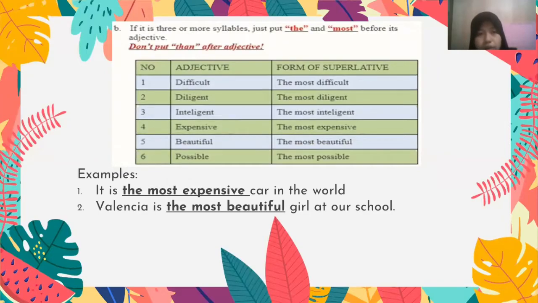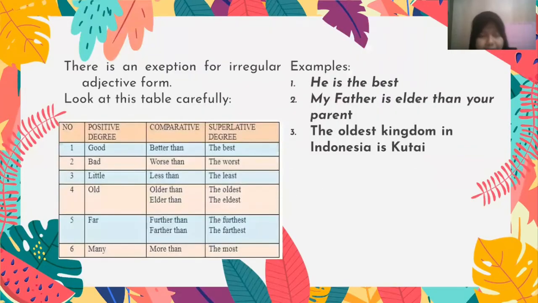Rule B. If it's three or more syllables, just put the and most before its adjective. Don't put than after the adjective. Example, it is the most expensive car in the world. Valencia is the most beautiful girl at our school.